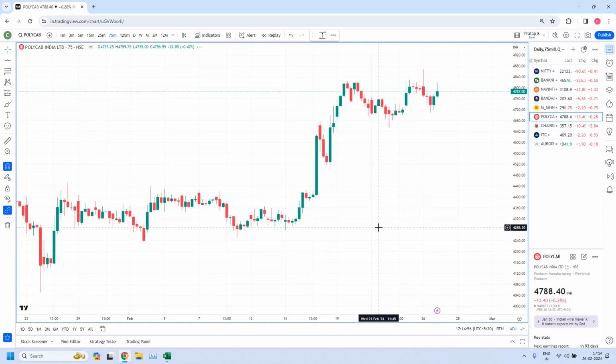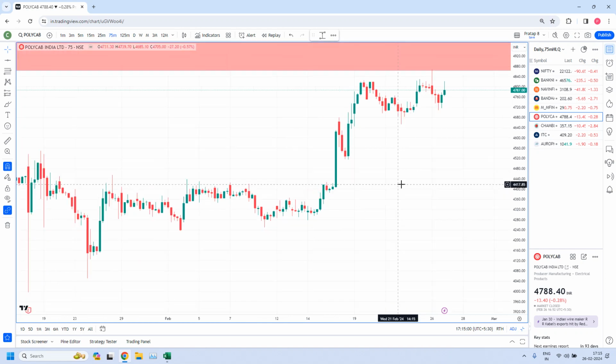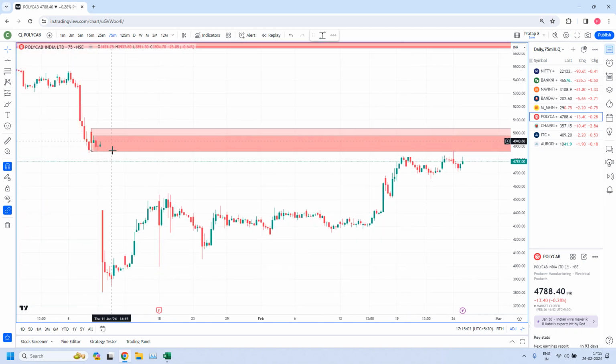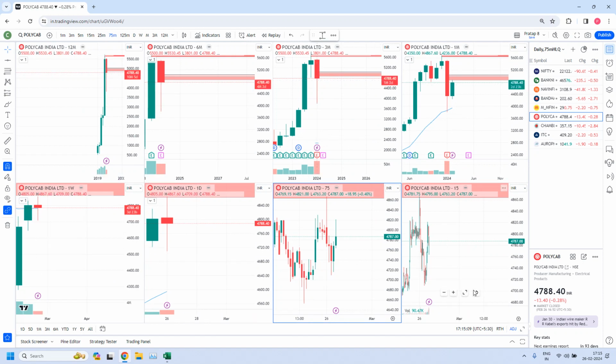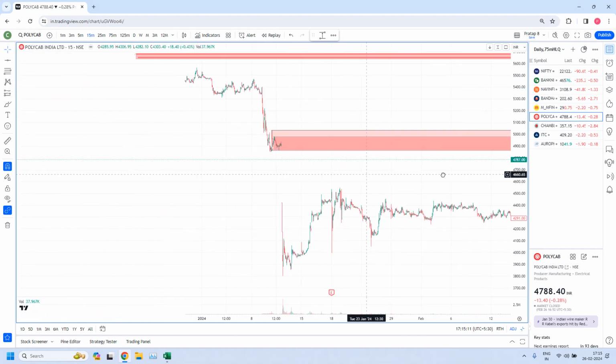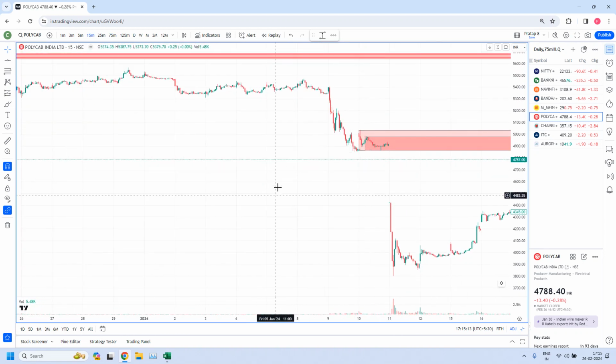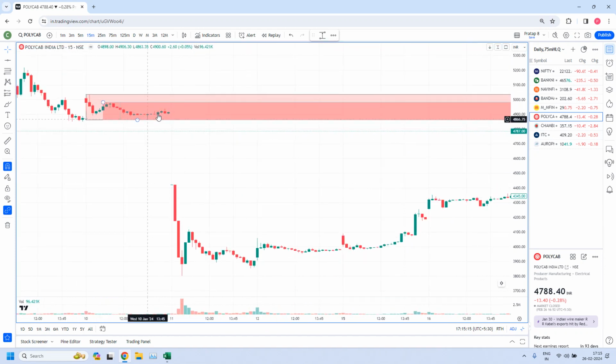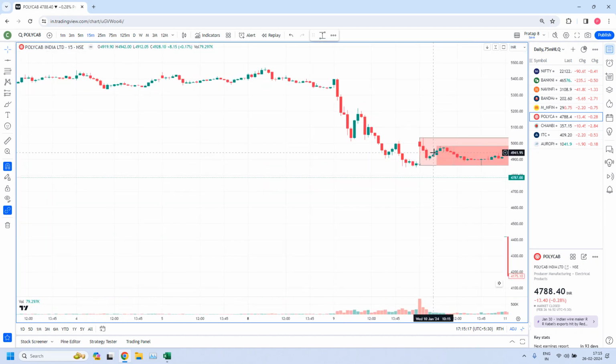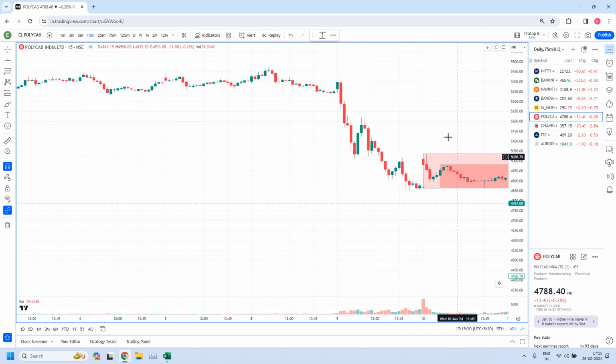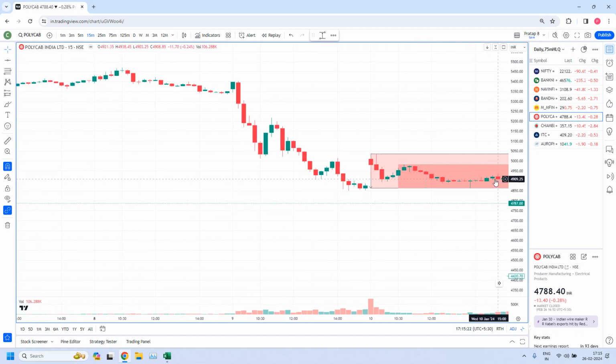And the last one is Polycab. Polycab is also a high liquidity supply zone. But here, this is 75 minutes, and the structure on the 15 minutes is not very clear. Look here, the 15-minute structure is not good. All the candles are not proper. See, all these are base candles. When you have so many base candles like this, what happens to this zone?